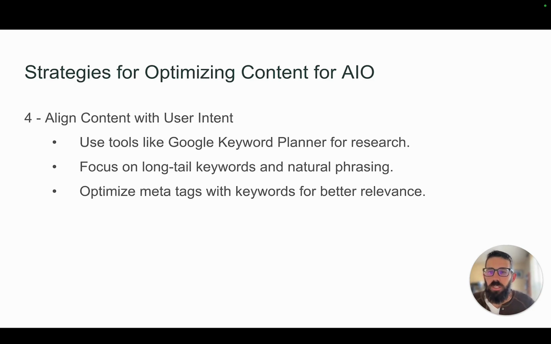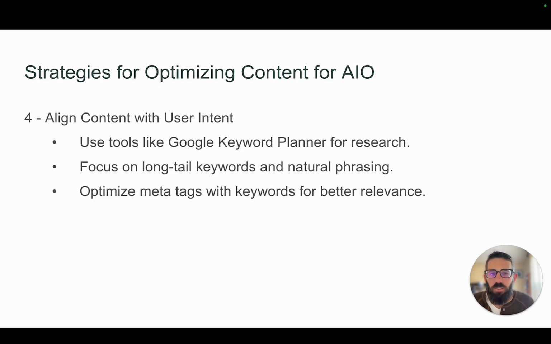And the fourth point here, aligning content with user intent. This should make logical sense, and it's going to follow a lot of traditional SEO advice as well. We want to look at what we're trying to rank for and make sure that the content we have matches that. Some of that's going to be doing good keyword research. Google Keyword Planner is a free tool for that. There's Ahrefs, SEMrush, and lots of other tools to help with that.